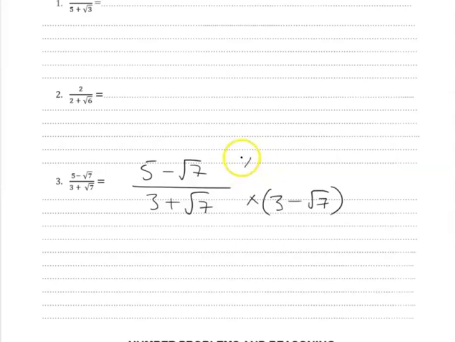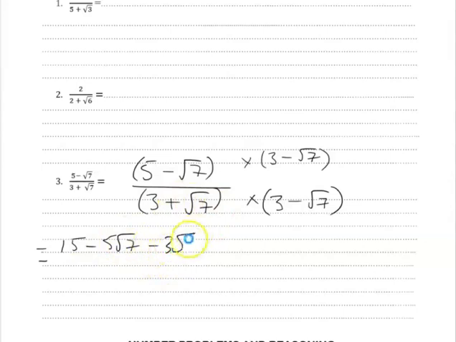So you're going to multiply the numerator by the exact same, by 3 minus root 7. And when you expand it, remember you're going to treat these as double brackets now. 5 times 3 is going to give me 15. 5 times minus root 7 is minus 5 root 7. Minus root 7 times 3 is going to give us minus 3 root 7. Then minus root 7 times minus root 7 is going to give me plus 7.